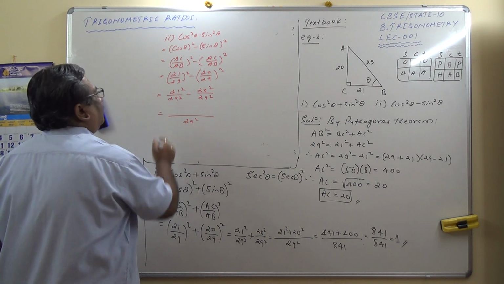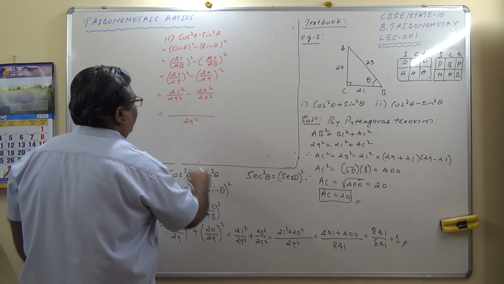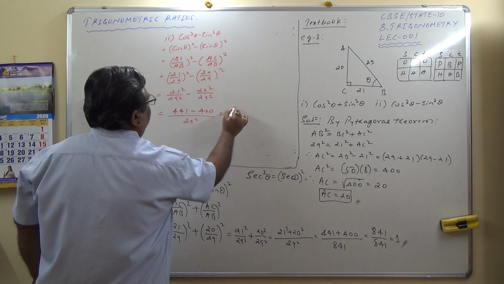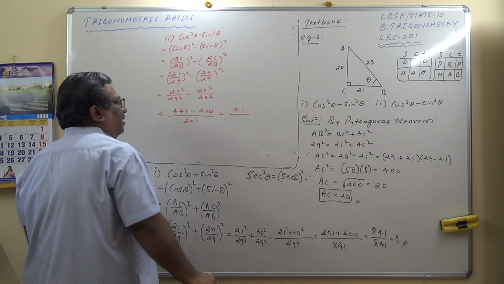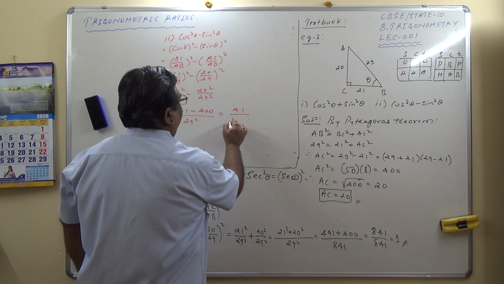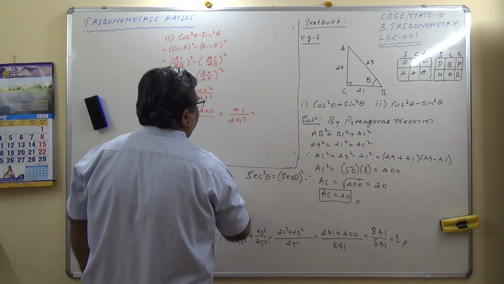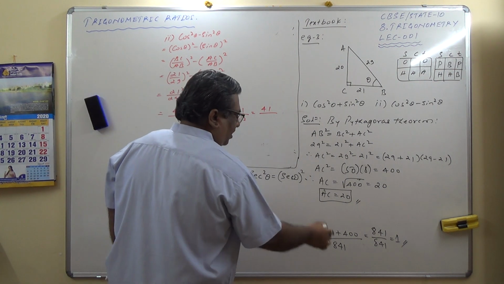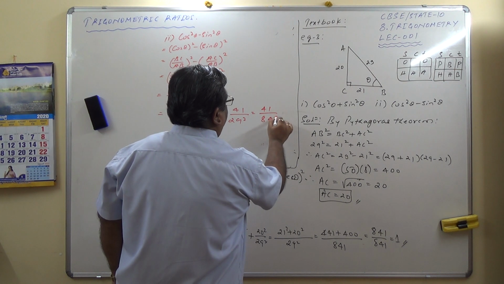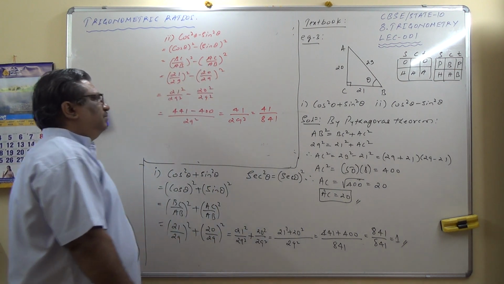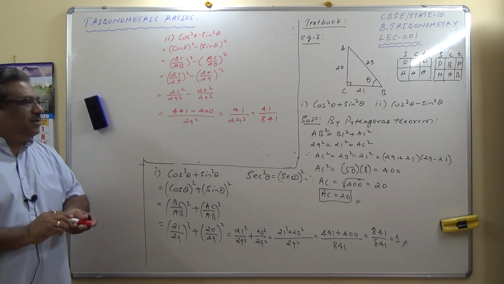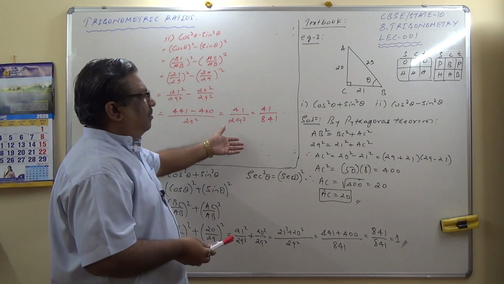Now what is 21 square? 441 minus 400, which is 41 divided by 29 square, which is 41 divided by 841. I think this is the correct answer. So this is how you should be able to solve some of the numericals.